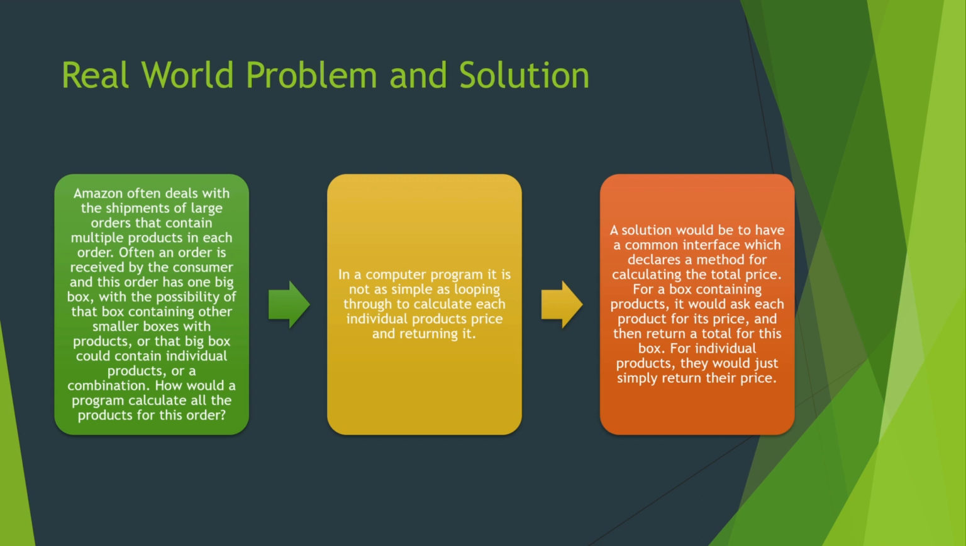In a computer program, it's not as simple as looping through to calculate each individual product's price and returning it. A solution would be to have a common interface which declares a method for calculating the total price. For a box containing products, it would ask each product for its price and then return a total for this box. For individual products, they would just simply return their price.